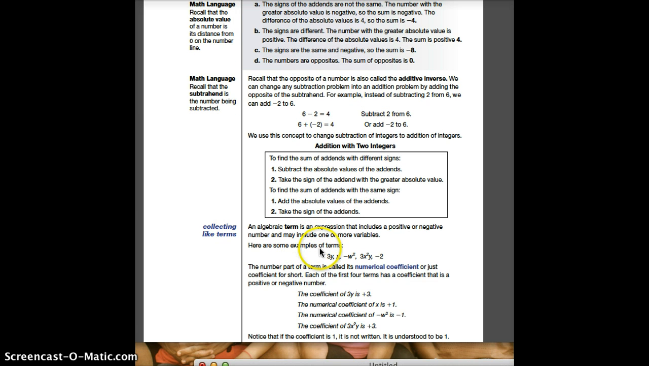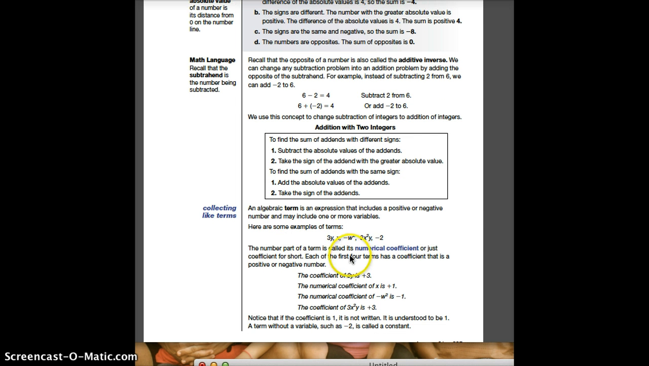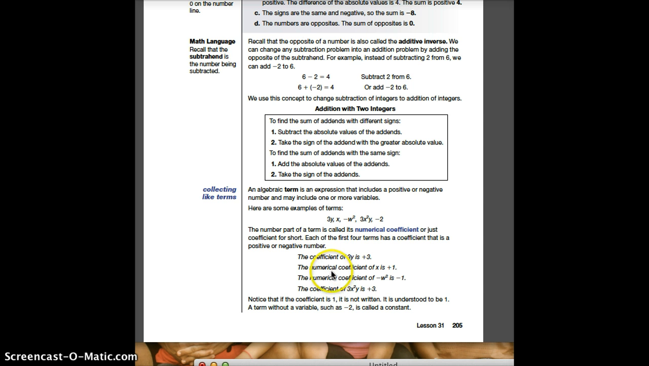All right, second part of this was collecting like terms. Collecting like terms is basically, okay, it's an algebraic term. It's an expression that includes a positive or negative number and may include one or more variables. Here are examples of terms. So a term is just 3y by itself, x by itself, negative w squared, 3x squared y, -2. Each of these has a certain part.